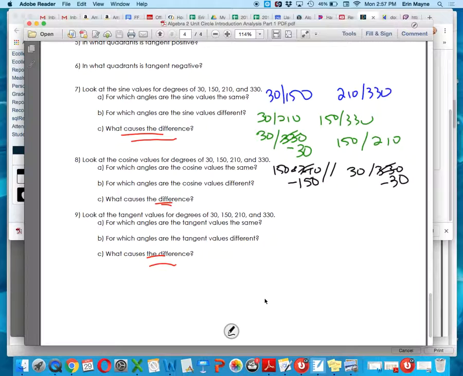Give me a pair that are different, Julia. 150 and 30. Give me another pair. What do you notice about those now that we're starting to point this out? They add to 180. Good. Give me another pair that's different, please, Joe. 210 and 330. That's a little bit harder to see, but you get the idea where we're headed, right? There's two more pairs. One could be 150 and what else? 330. What do you notice about these?